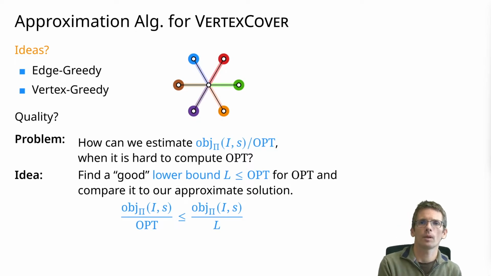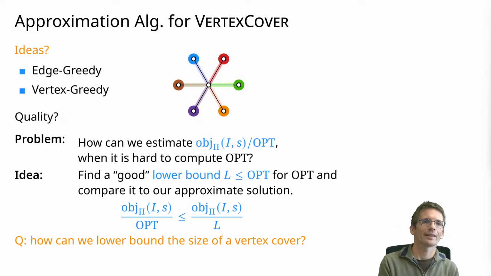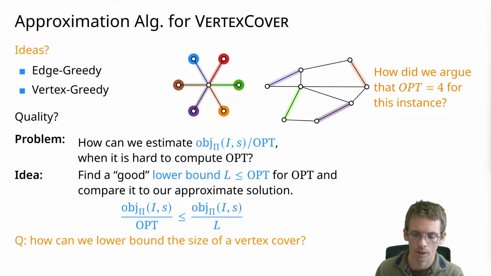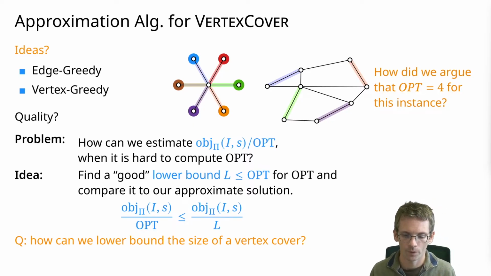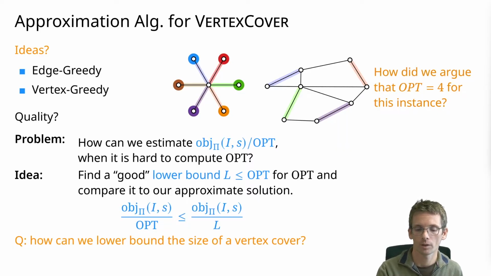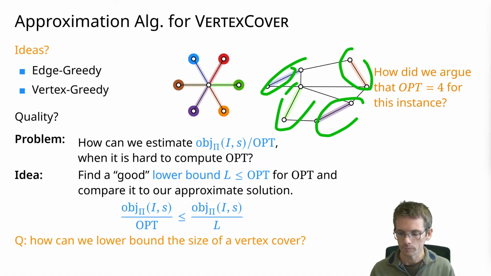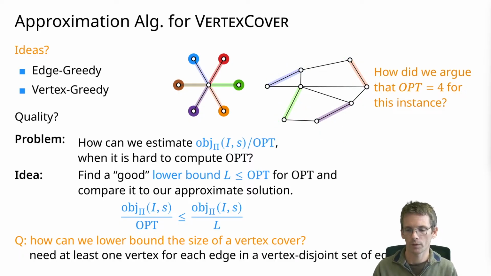So how can we give a lower bound on the size of a vertex cover? Now we come back to the example that I had previously. Here we said the optimum is 4, and we could see this because all of these edges, so those 4 edges, needed to be covered. So we need at least one vertex for each of these edges. And this points at a lower bound based on matching.